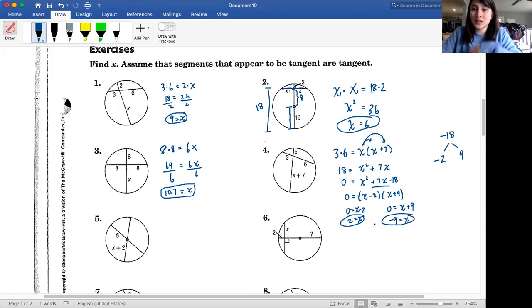So looking at this, the only possibility for my answer is to have a positive number, because I can't have a negative distance of x, right? Like this little part, I can't say that that equals negative 9. So the logical answer is that my answer is 2, okay? And so x equals 2 for this problem.